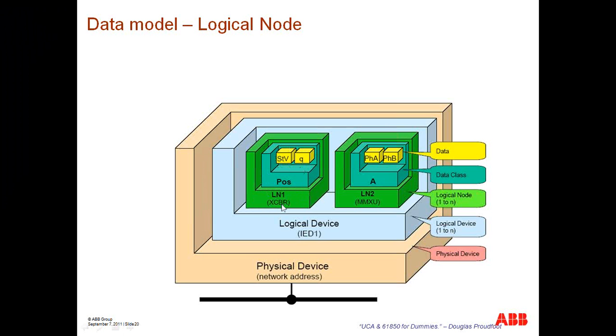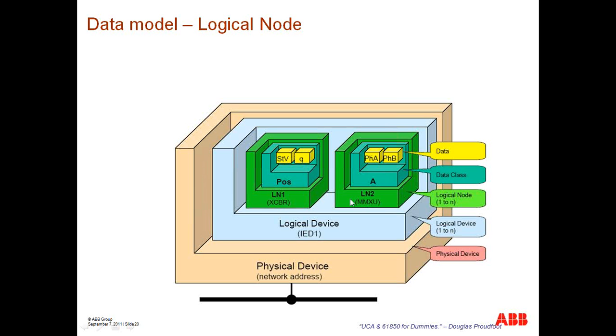And then inside logical devices, you have logical nodes. In this particular case, I have two examples. I have XCBR and I have MMXU. For XCBR, we have a data object that's called Pos, for position, and then you have a value for the position, whether the breaker is open or closed.